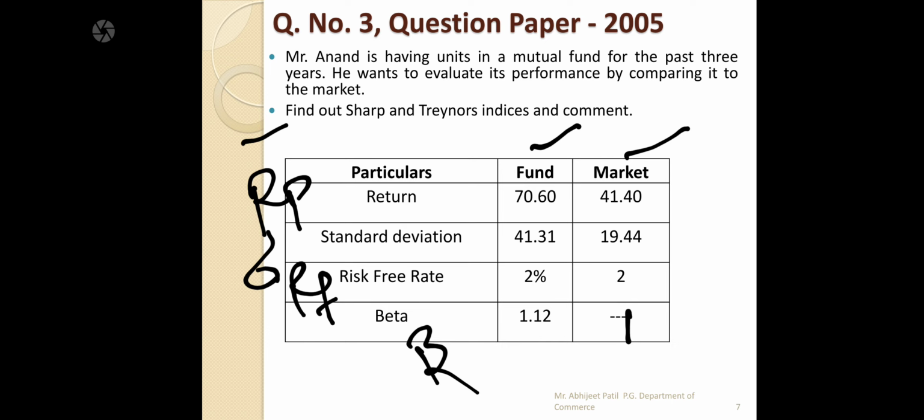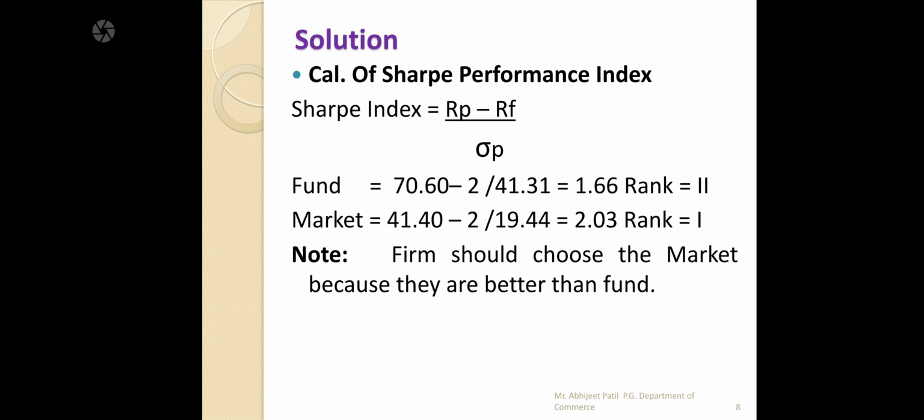So with the help of that information, we should calculate your Sharpe performance index, that is portfolio return minus RF divided by standard deviation. So for the fund it comes to 1.66, and for the market we get 2.03. So as per the Sharpe performance index, the firm must invest in the market rather than the fund.